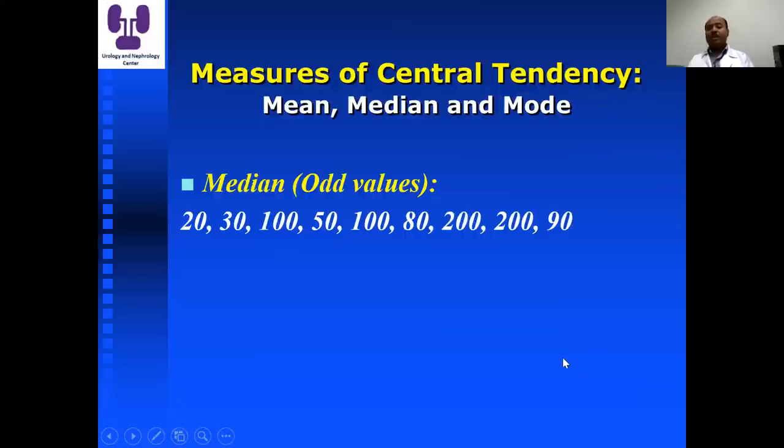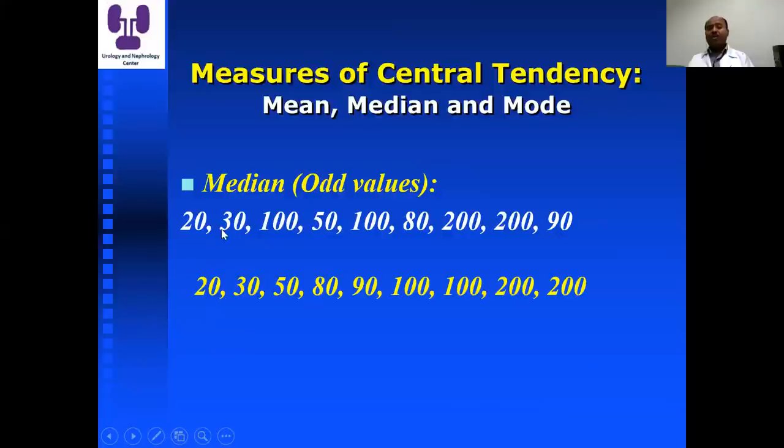If I'm asked about the median calculation, first of all we should do two steps. Number one, to know if the values are odd values like this, 1, 2, 3, 4, 5, 6, 7, 8, 9. 9 is odd values. And the second step is to arrange them. So after arranging them chronologically in ascending format like this, these are the same values arranged chronologically. And they are 9 values.